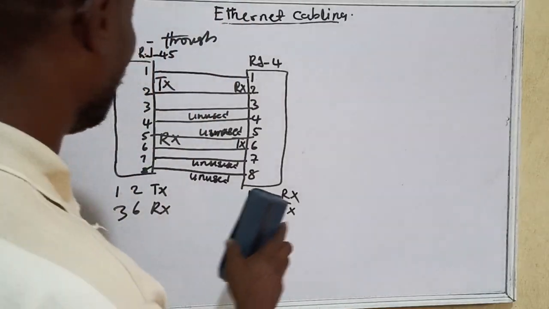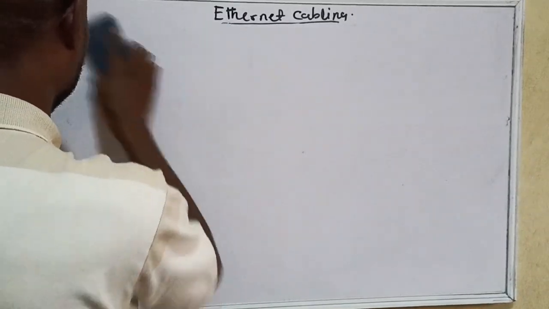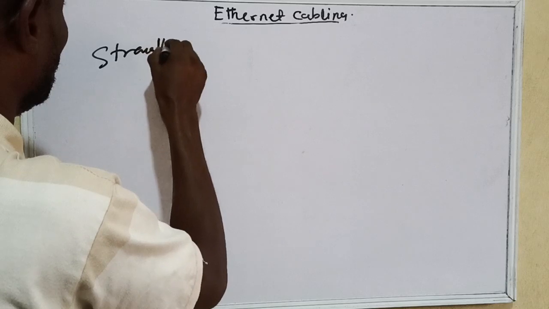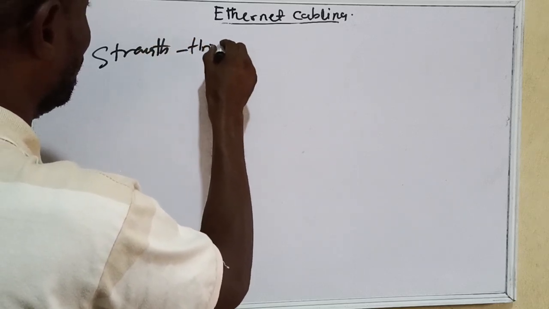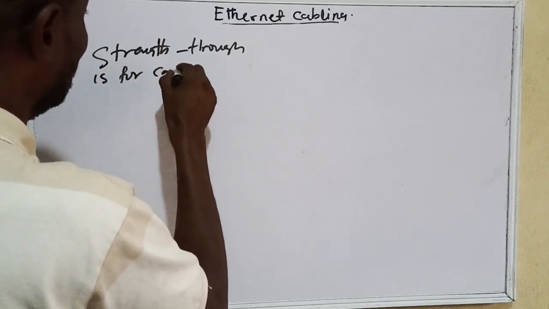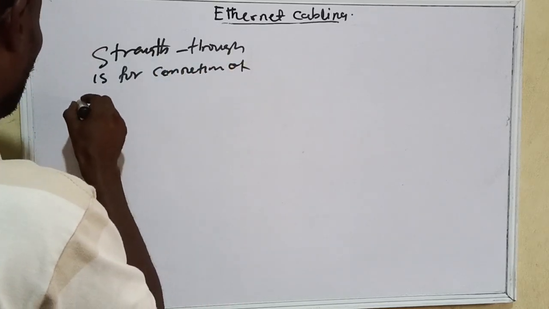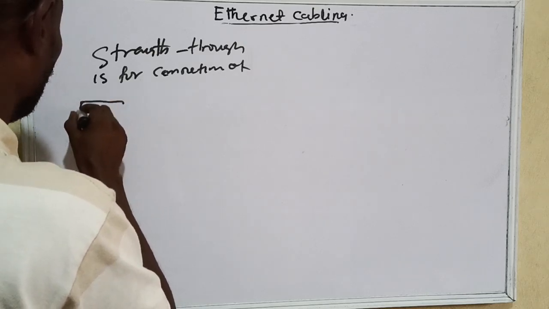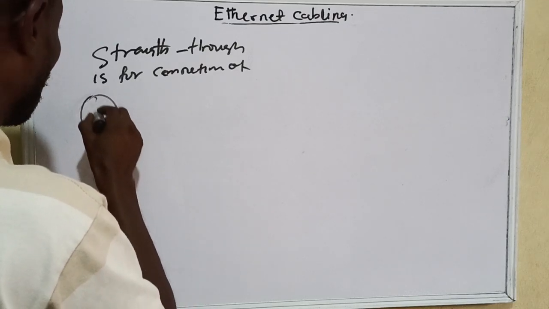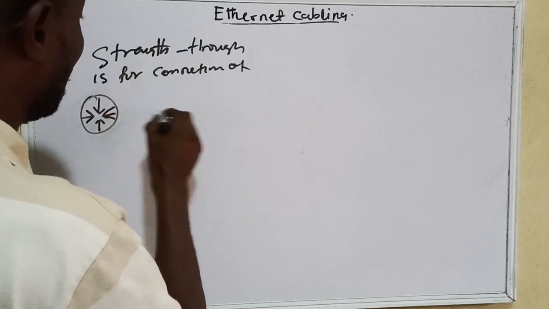So another cable is the straight through cable. Straight through cable is for connection of router to router, router to switch. Okay, straight through cable, router to switch.